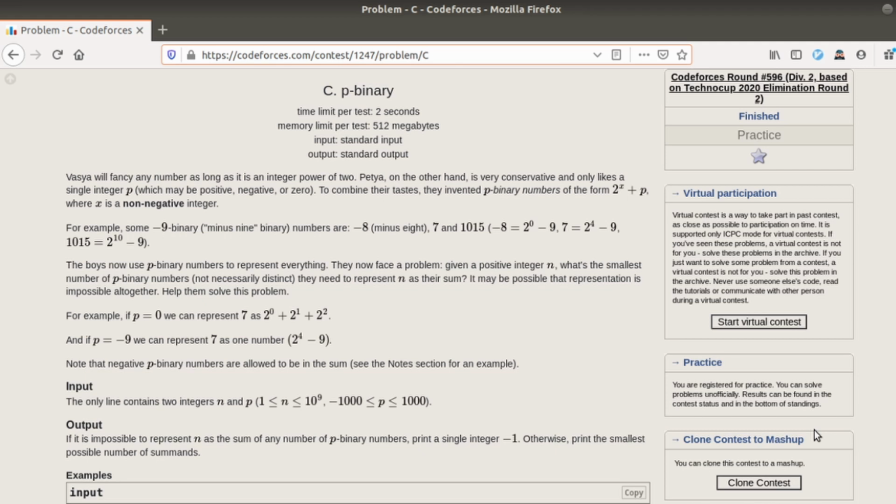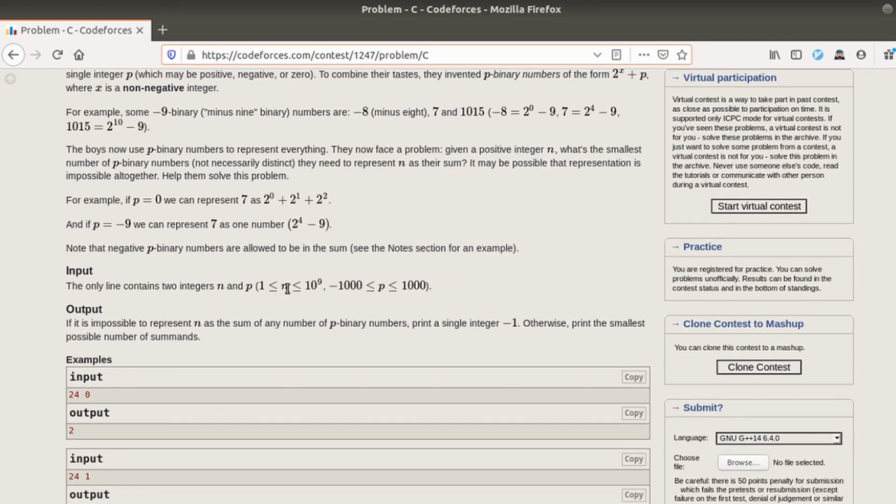Let's look at another example. Here the p that we consider is 0. So we can represent 7 with 0-binaries as 2 power 0 plus 2 power 1 plus 2 power 2. Since p is 0, 2 power 0 minus 0 will be 2 power 0 itself, similar for the other terms. Here we used three such p-binaries.